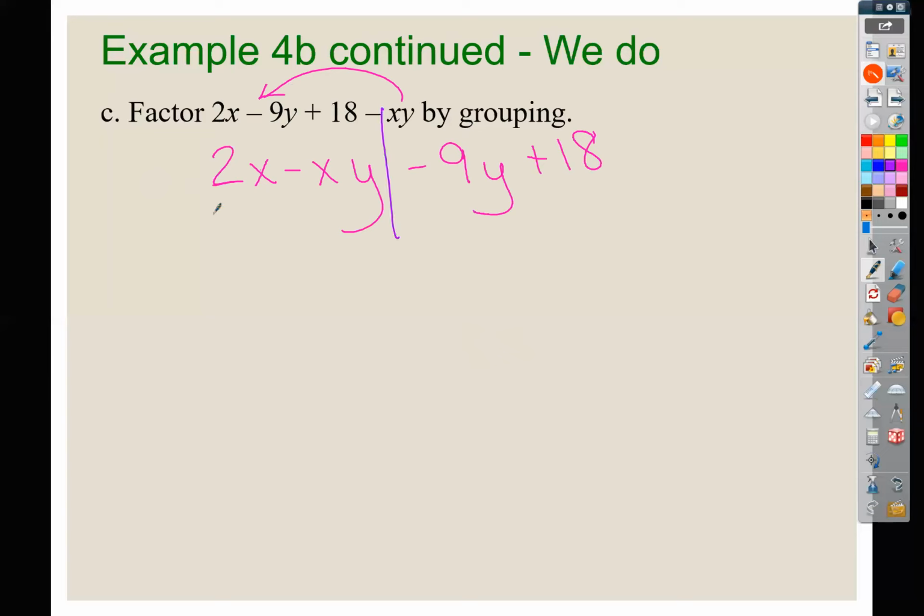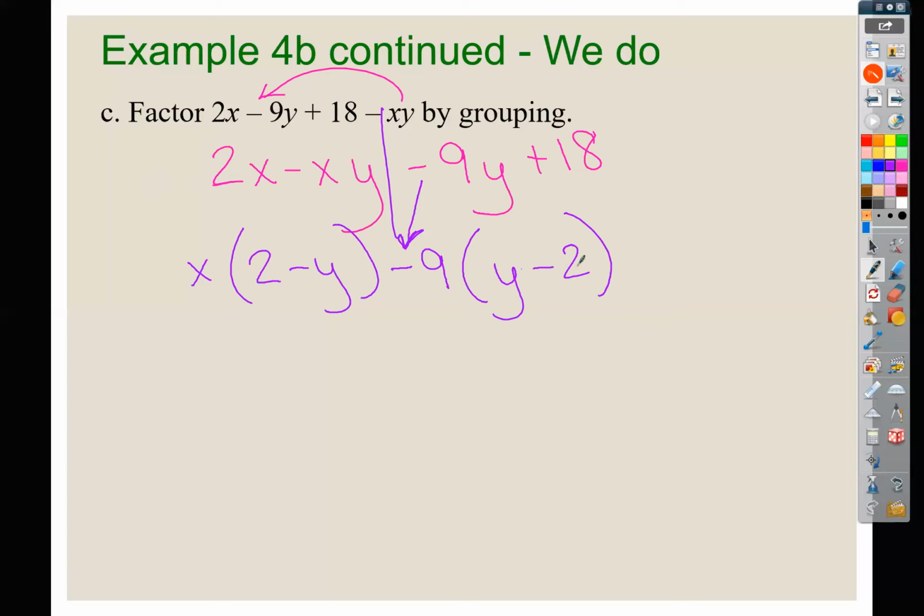What can I factor out of the first binomial? What do those both have? They both have an x. And then what do I need to multiply to x to get that? 2 minus y. Right? What can I factor out of negative 9y plus 18? I can factor out a negative 9. So this sign always needs to match that sign. And when I do that, I would be left with y minus 2.